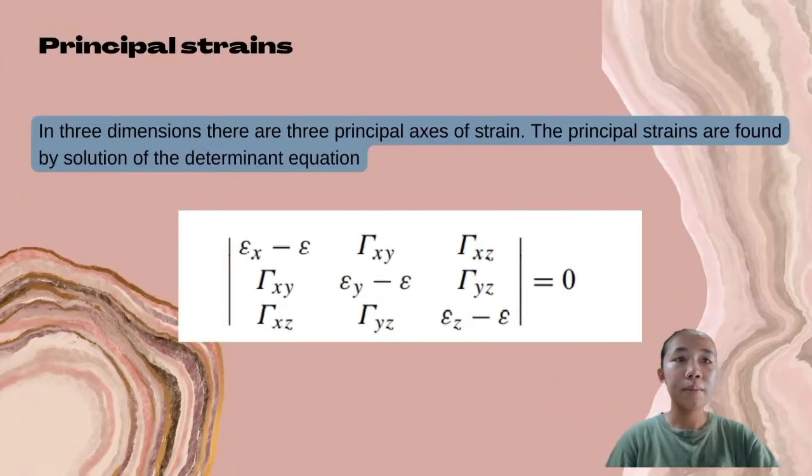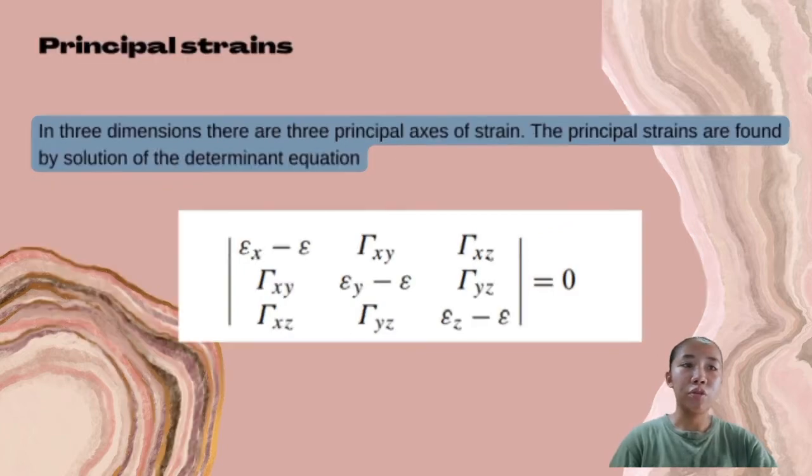In three dimensions, there are three principal axes of strain. The principal strains are found by solutions of the determinant equation. The solutions are denoted E1, E2, and E3. The direction cosines l1x, l1y, l1z identifying the principal axis corresponding to E1 are found by solutions of the equations.